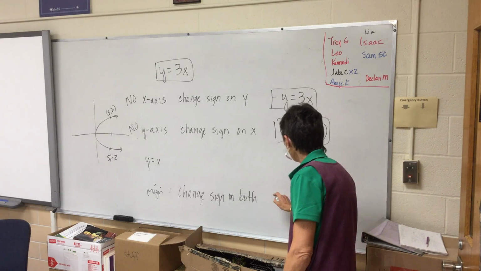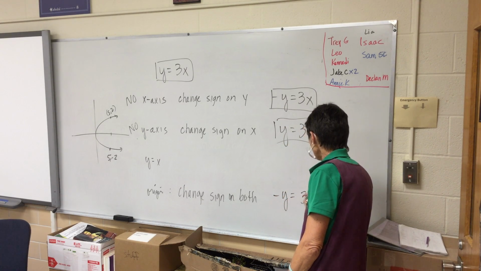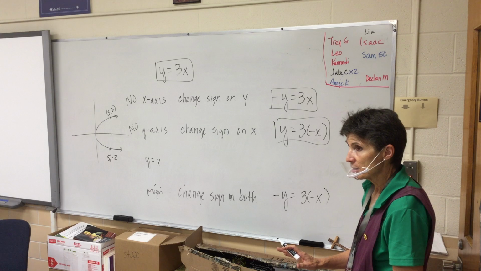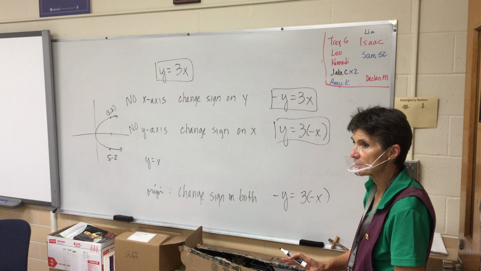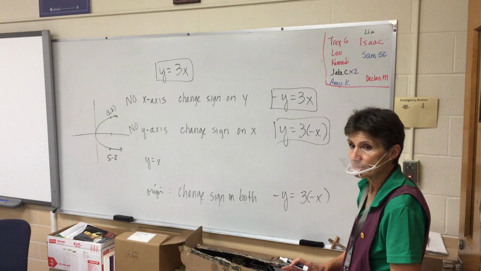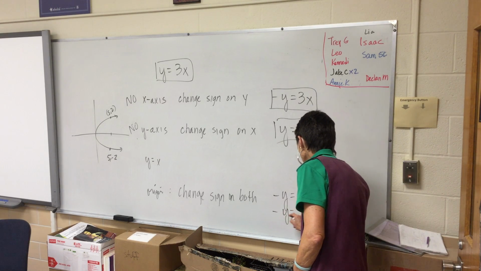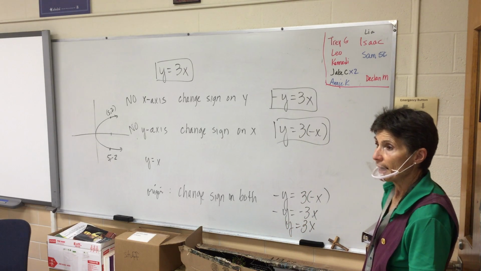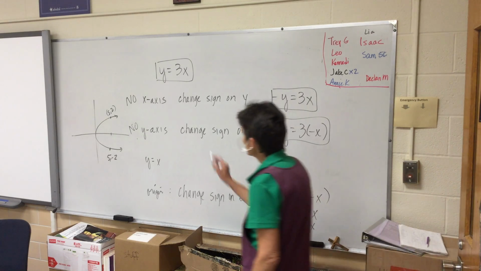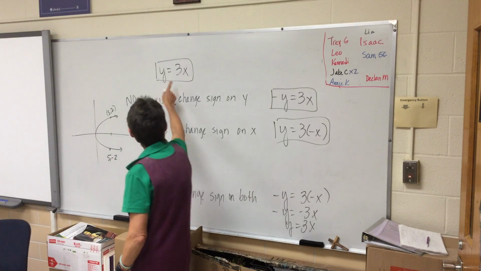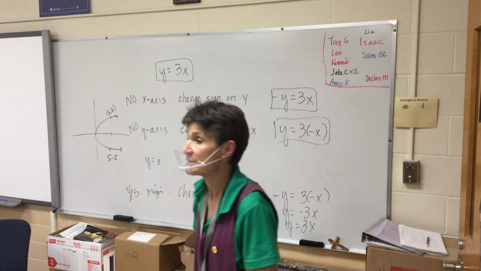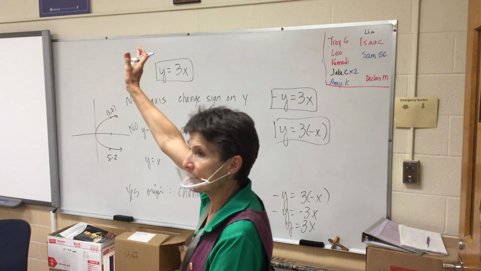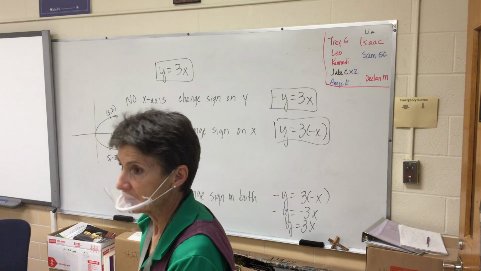So if I do that, I'll have negative Y equals 3 times negative x. Now wait a minute, clean that up a little bit. Is that ultimately going to be the same as the original? Negative y equals negative 3x. Can I divide out the negative? And I end up with exactly the same equation. So this thing, this line, the direct variation line, it has symmetry about the origin. In other words, whatever's happening in quadrant 1 is happening in quadrant 3.